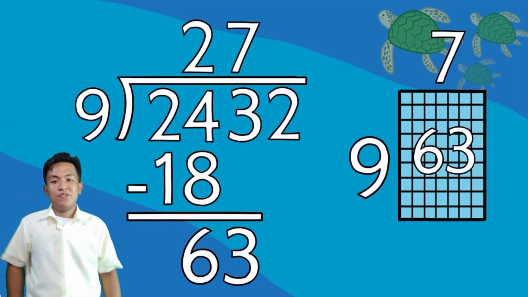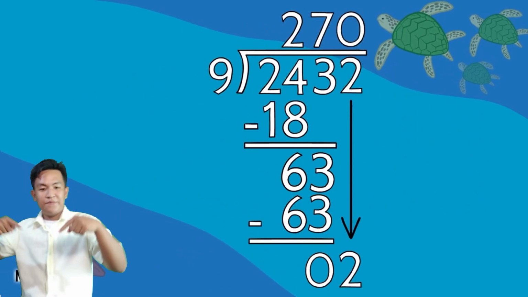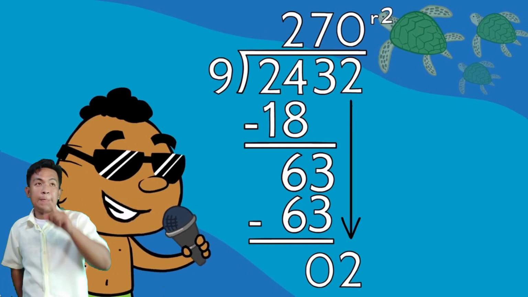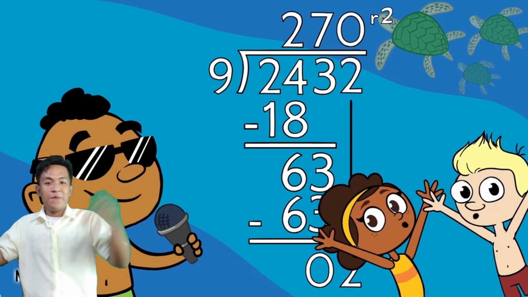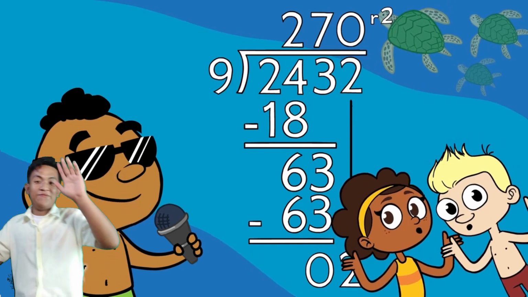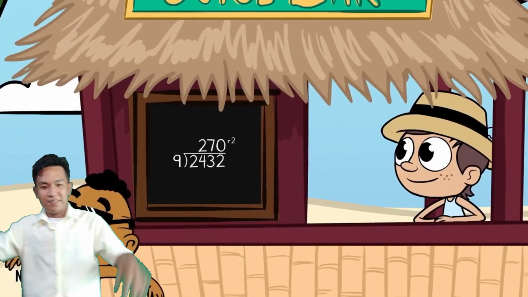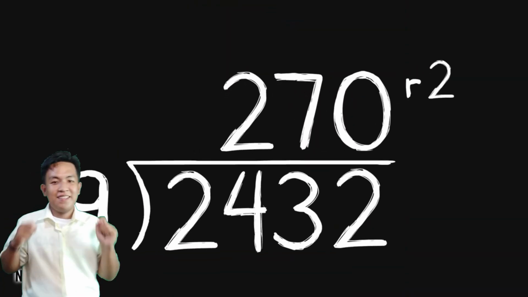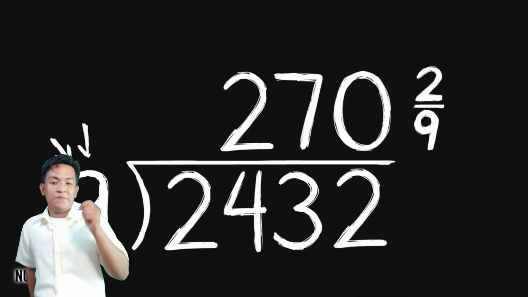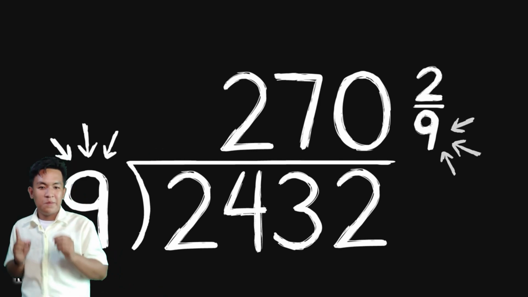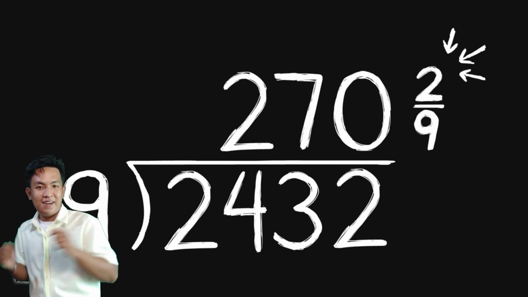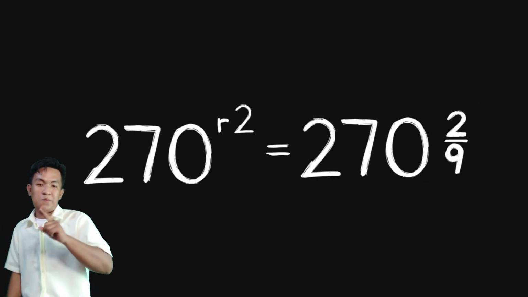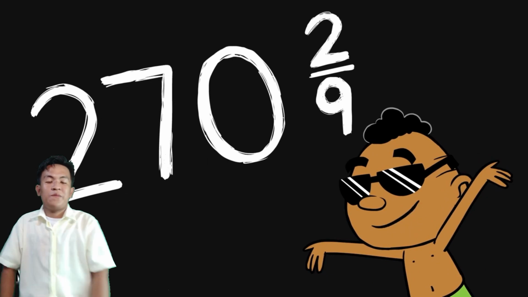Divide, multiply, subtract, bring down. And when there's a remainder, write R, followed by what's left over. That's how a quotient is found. The remainder that's left over can be further defined. R2 can be written as 2 over 9. Since 9 is the divisor, it's the whole. The remainder is the part, and that is its role. So 270 R2 is the quotient, and 270 and 2 ninths is its equivalent.